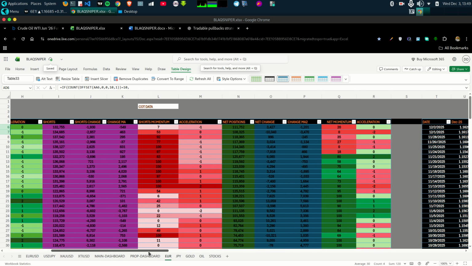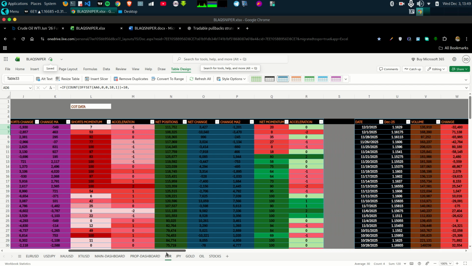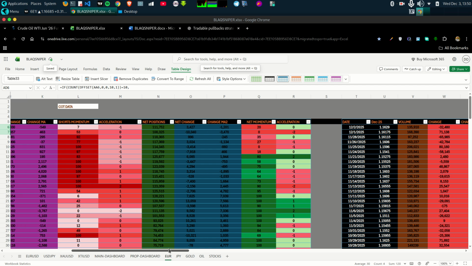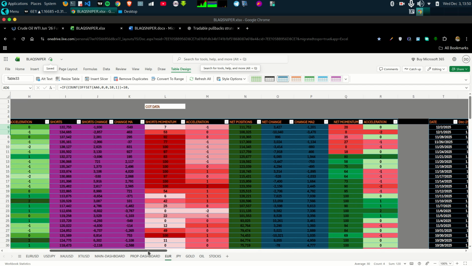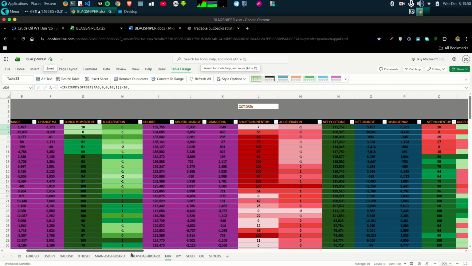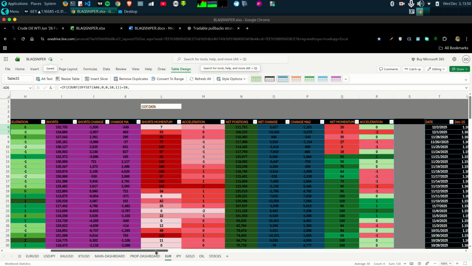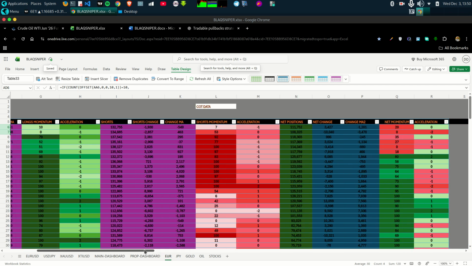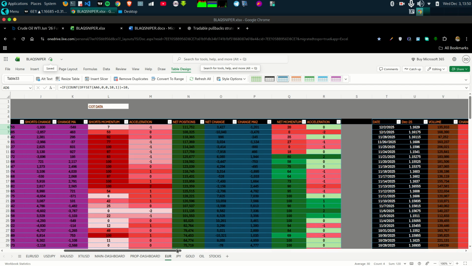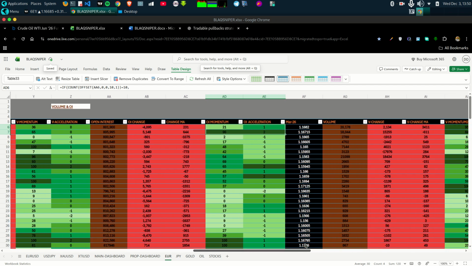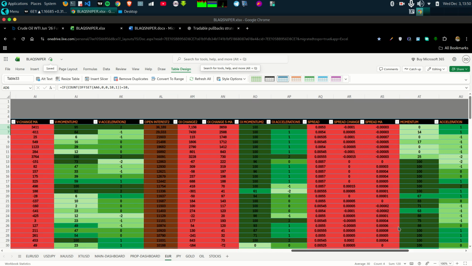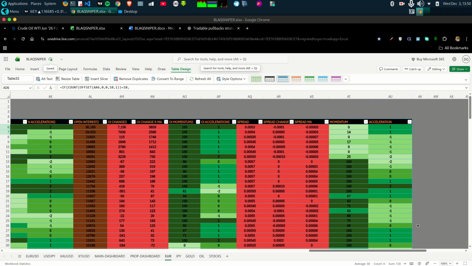But for now we can depend on volume and open interest. That's what we'll be using for now. Okay, but we can rely on volume, open interest, and term structure. Right now, let's see what we have on term structure.